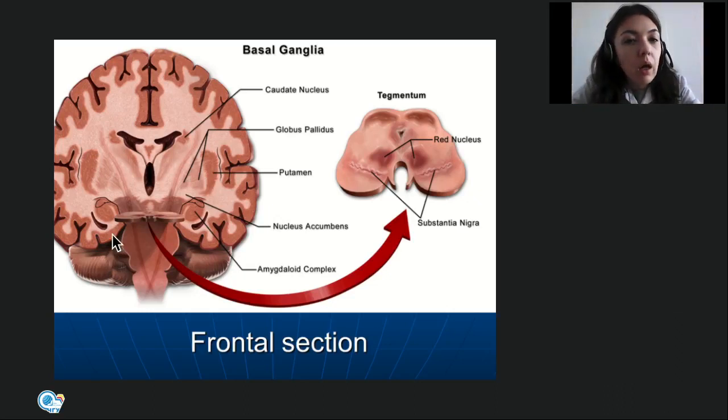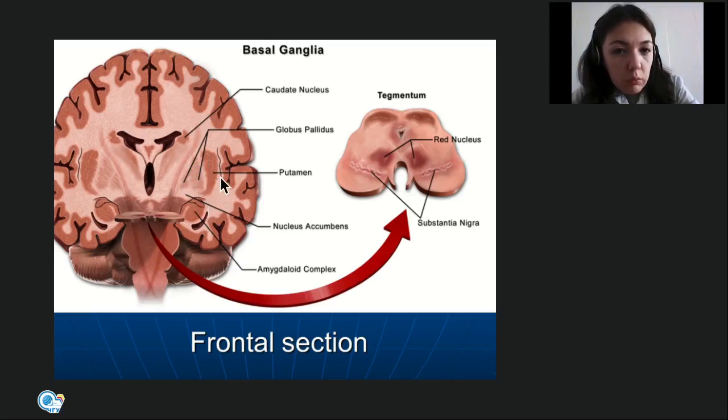Okay. So I told you, yes, lentiform nucleus consists of putamen and globus pallidus, and then laterally from the putamen there is claustrum. Here we can see also caudate nucleus close to the lateral ventricles, and one more, it is amygdaloid complex that is surrounded by white matter of temporal lobe.